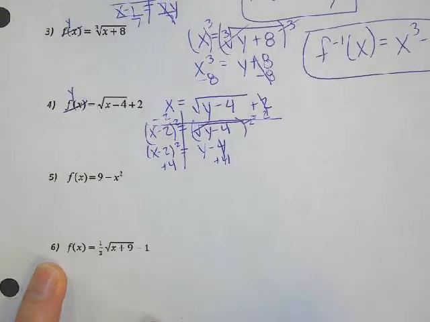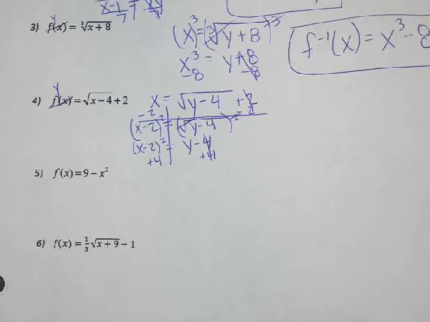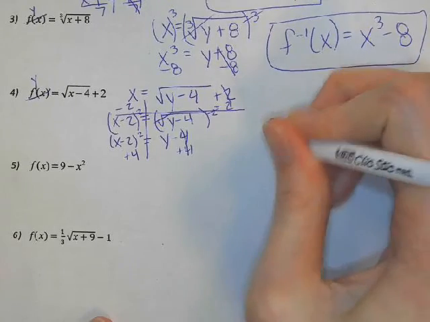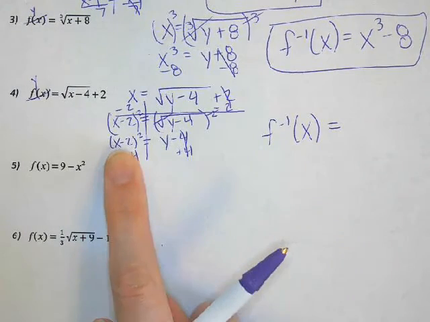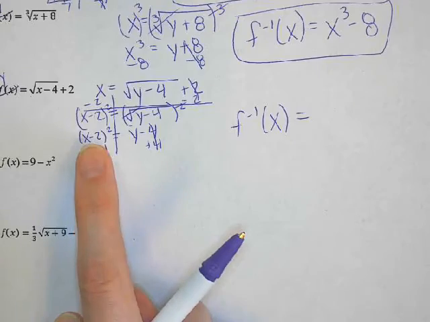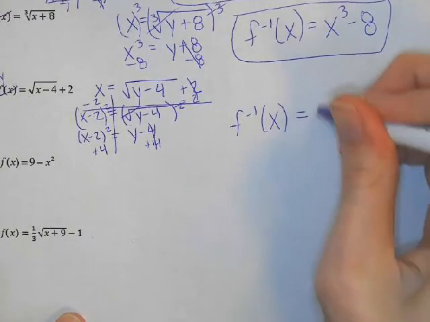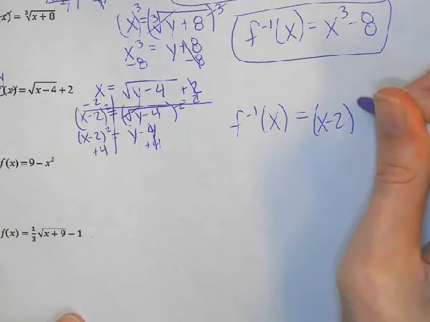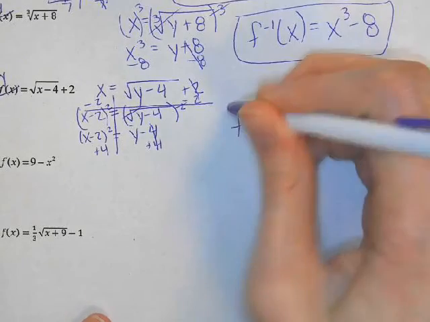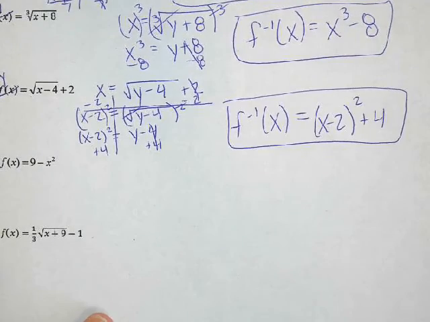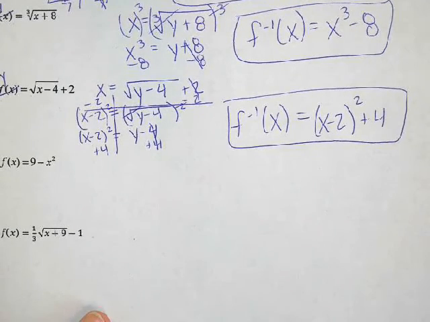So then our inverse, I'll give you guys a shortcut. It will be a function, so we'll have f inverse of x equals what? What's on the left side? Parentheses x minus 2 being squared, and then what do we do to that? We added 4. There you go. Question there?